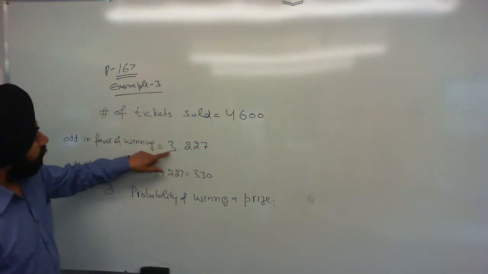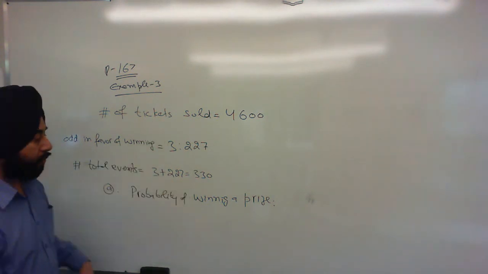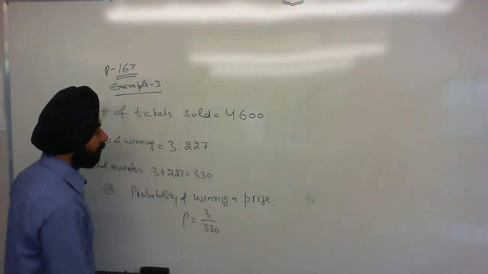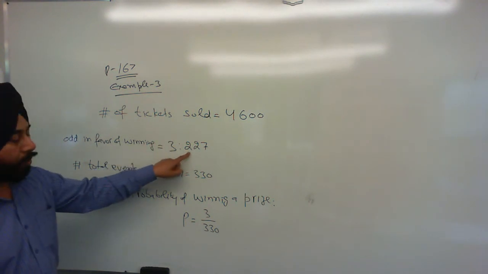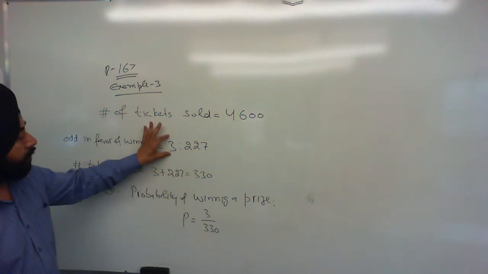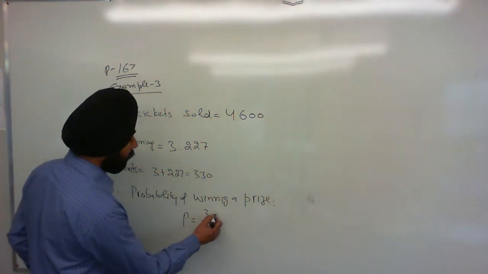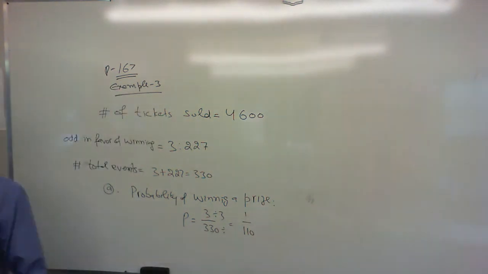The probability of winning a prize. You know that the odds in favor of winning a prize is 3. The total number of events is 330. So the probability of winning a prize is 3 divided by 330. Because 3 to 227 is the odds, and this can tell you how many total events there are. You add them up. That's 330. And the winning happens 3 times out of 330. So that's how you find the probability. You divide them by 3, that will give you 1 divided by 110. That's the probability of winning a prize.